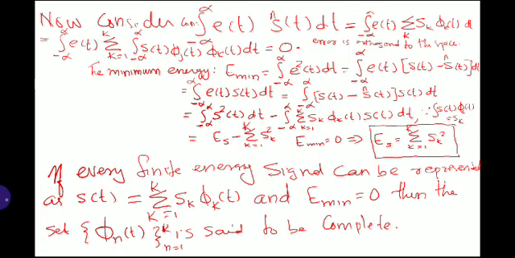Now consider the inner product between the error signal and S cap of t. The approximation signal and the error signal, we take the inner product. So that is the integral of E of t sigma k sk phi k of t dt. So integral minus infinity to infinity E of t sigma k S of t phi j of t phi k of t dt, we substituted.